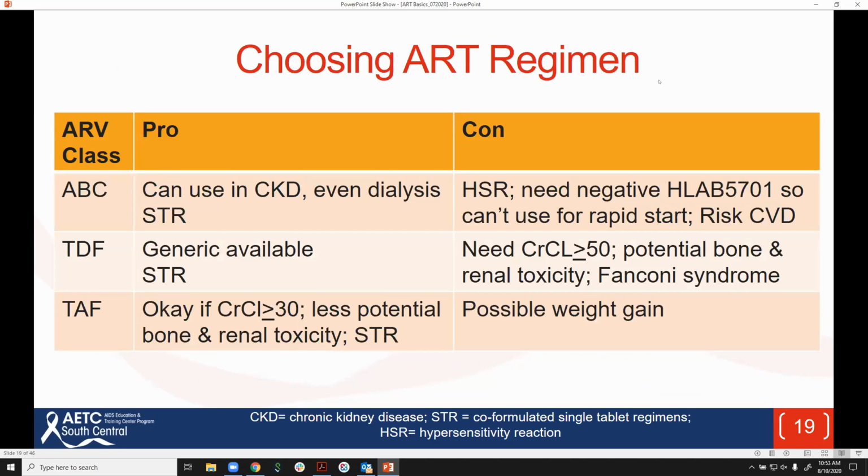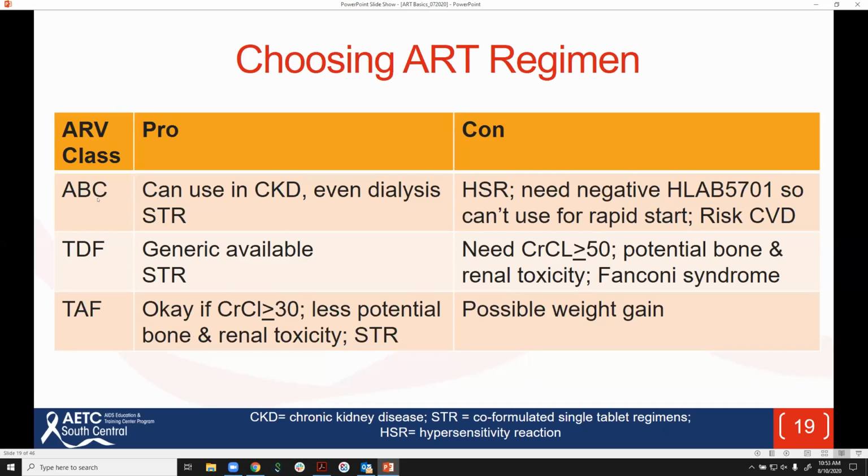So there are some pros and cons. I've started here with the NRTI class. This is the backbone. Again, I did not include emtricitabine or lamivudine because that's a given. They'll be given with all of those, and those are very well tolerated. Some people will say some nausea, but really very well tolerated.